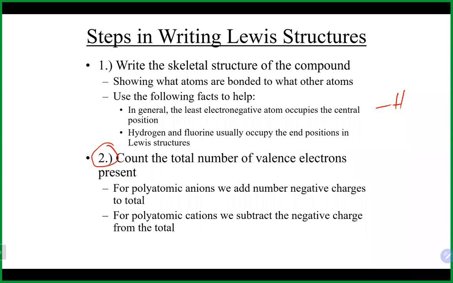That number is the most important number because when you are done drawing your picture, you need to have exactly that number of electrons on that picture. So you can't have any more, you can't have any less. It's got to hit exactly that number in order, hopefully, for it to be correct.